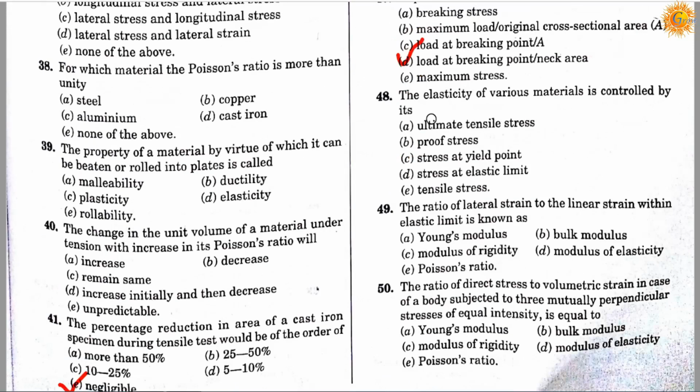Question number 48. The elasticity of various materials is controlled by its: option A, ultimate tensile stress; option B, proof stress; option C, stress at yield point; option D, stress at elastic limit; and option E, tensile stress. Correct answer is D, it will be stress at elastic limit.